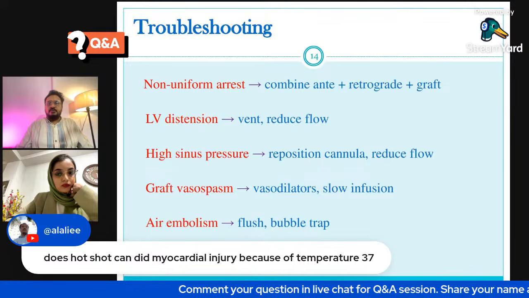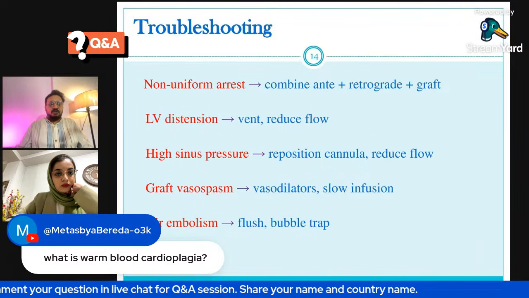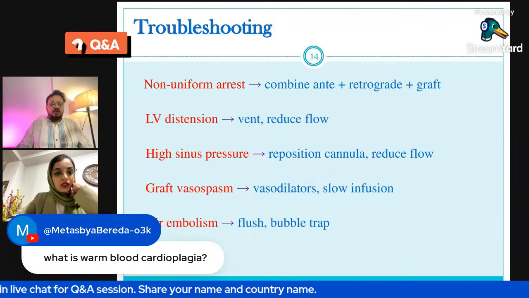Okay, we have one more question, and it is the same question. What is warm blood cardioplegia?